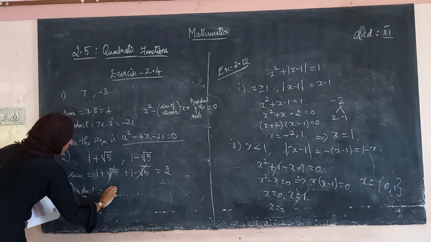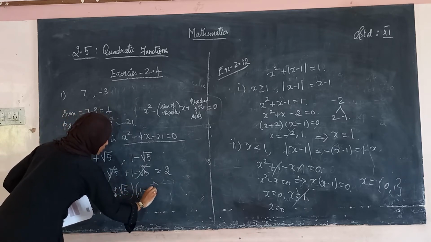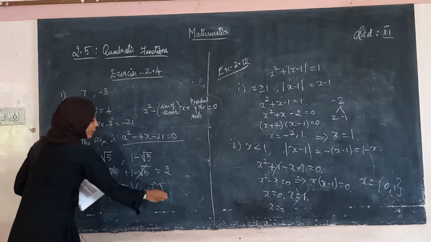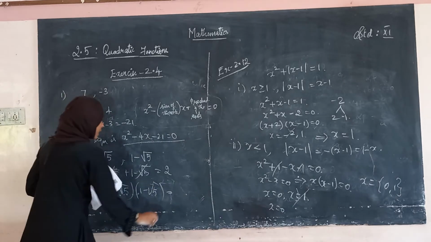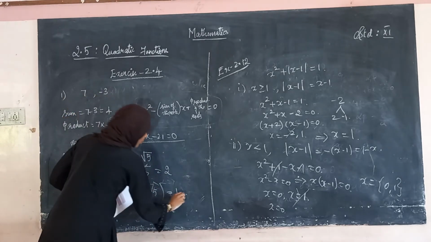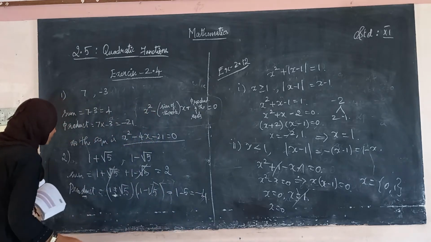Product is equal to (1 plus root 5) into (1 minus root 5). So, this is in the format of (a plus b) into (a minus b). The formula is a squared minus b squared. 1 squared minus (root 5) squared is 1 minus 5, which is equal to minus 4. So, we have to find the equation.